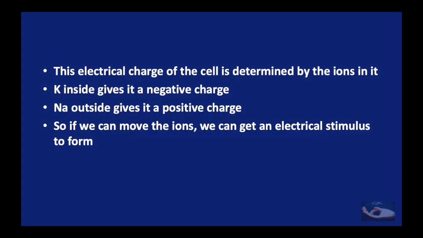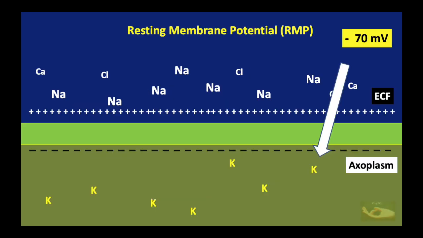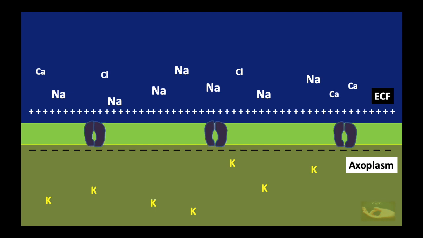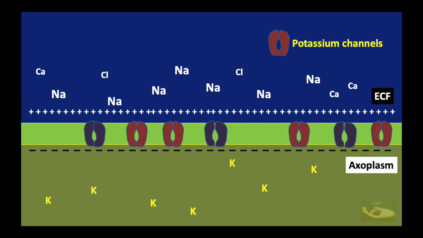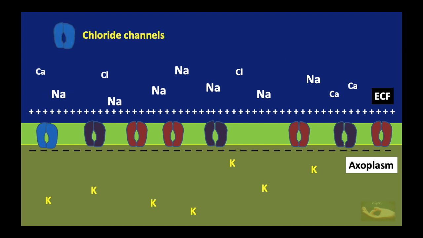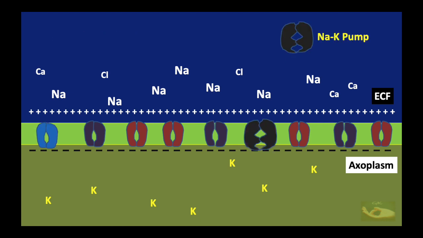We have seen that the electrical charge of the cell is determined by the ions within it and outside it. The potassium inside gives it a negative charge. The sodium outside gives it a positive charge. So, if we can move the ions, we can get an electrical stimulus to form. Let us now consider the neuron in the resting state with the resting membrane potential of minus 70 millivolts. In the cell membrane, we have got different channels for different ions. The sodium channels, the potassium channels, the chloride channels, and the separate sodium-potassium pump.